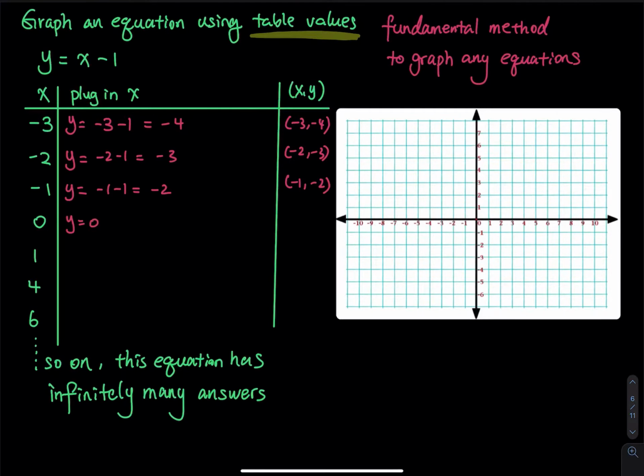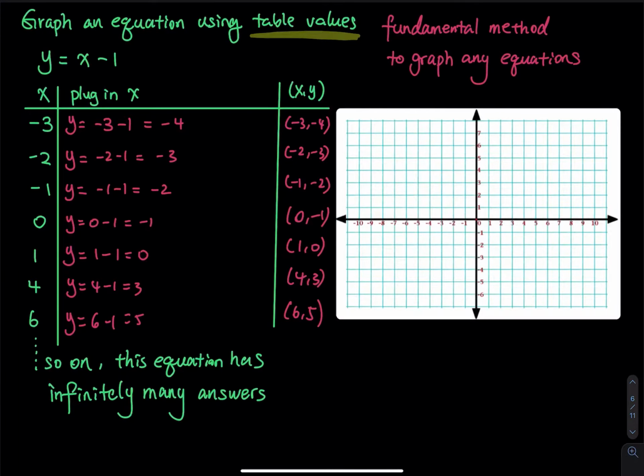y equals 0 minus 1, we have 0, -1. y equals 1 minus 1, we have 1 comma 0. y equals 4 minus 1, we have 4 comma 3. y equals 6 minus 1, that equals 5, so we have 6 comma 5.